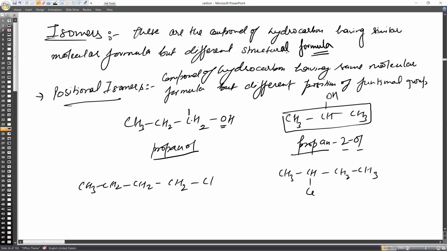It is at the first carbon, 1, 2, 3. But here it is at the second carbon, 1, 2, 3. If you do the numbering from here, 1, 2, still it is at 2. So at the 2 position we have the alcohol, so it is propan-2-ol.